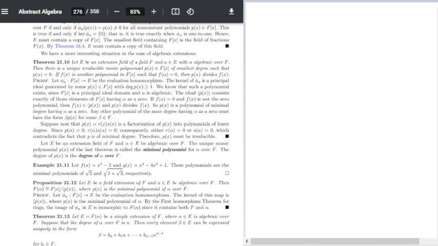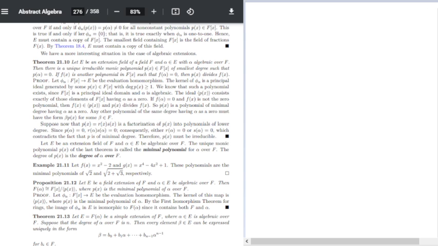Theorem 21.10. Let E be a simple extension field of the field F, and alpha in E with alpha algebraic over F. Then there is a unique irreducible monic polynomial, p(x) in F[x], of smallest degree, such that p(alpha) is equal to 0. If f(x) is another polynomial in F[x] such that f(alpha) is equal to 0, then p(x) divides f(x).